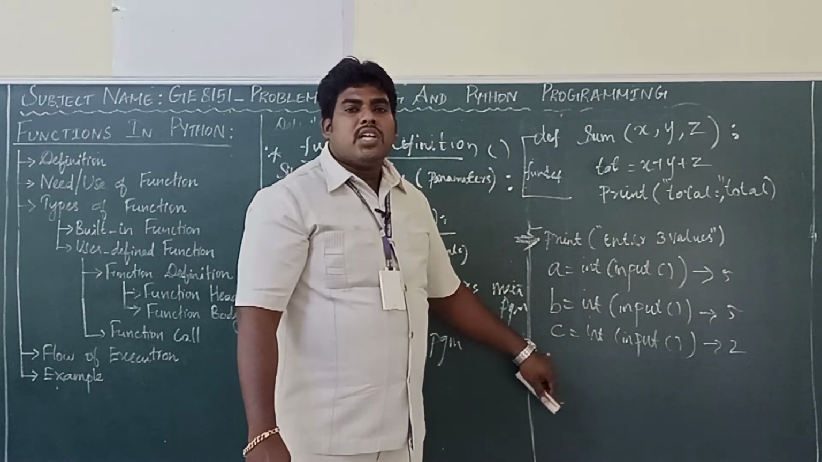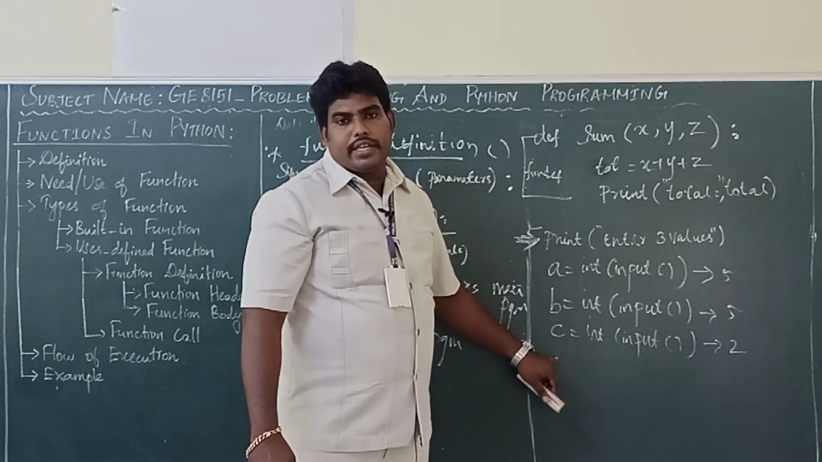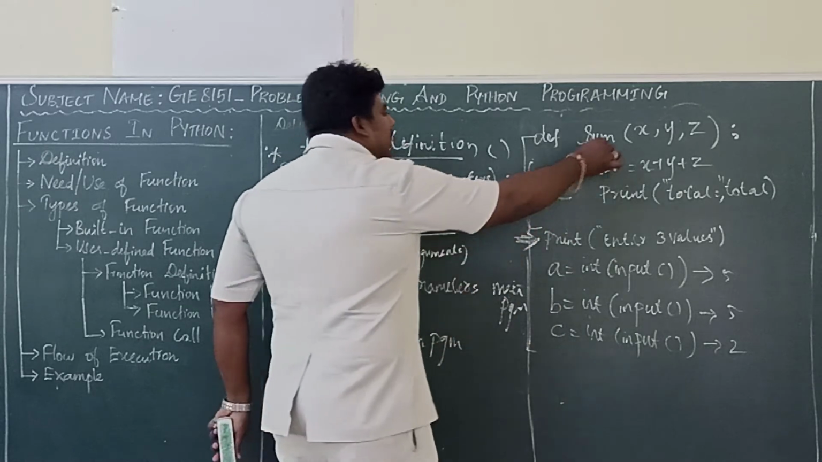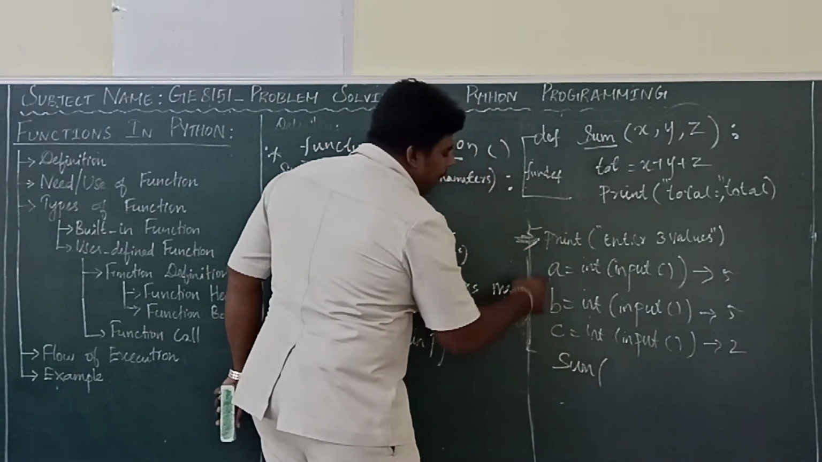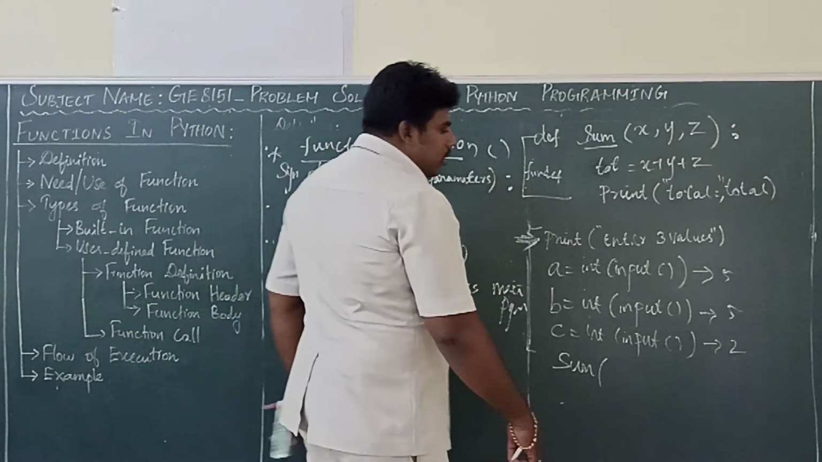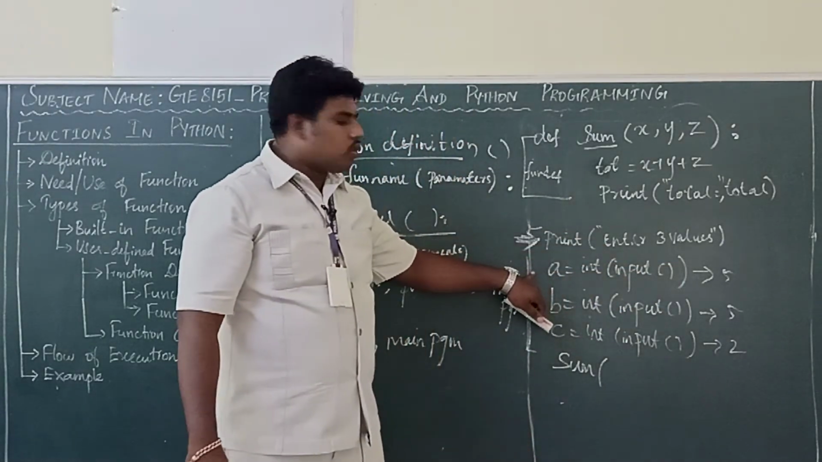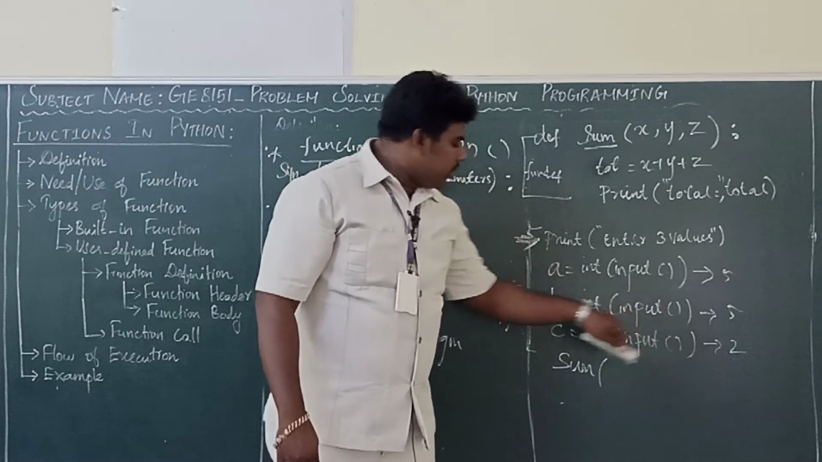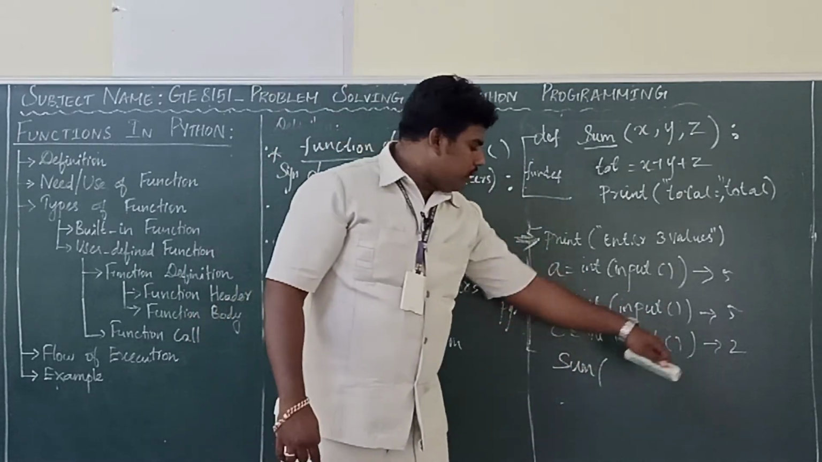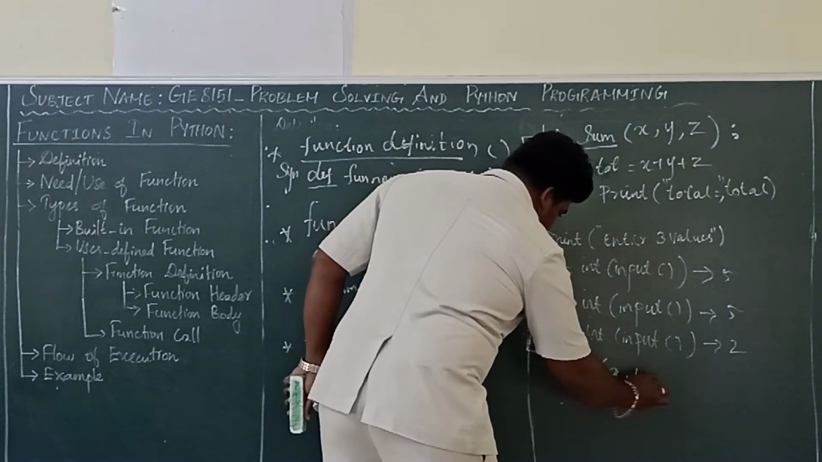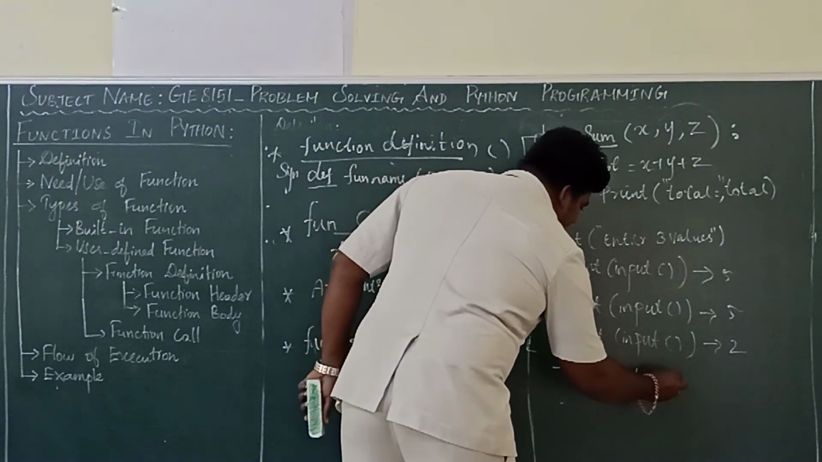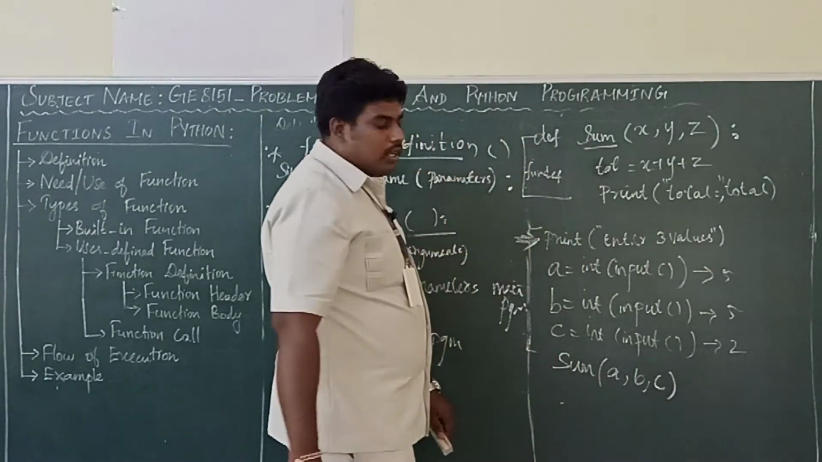Then here you have to add the function call. For example, what's the function name? Sum. So sum of, you have to pass these 3 values, right? Where is the 5 stored? 5 is stored in A and this 5 is stored in B. This 2 is stored in the C variable. So sum of A comma B comma C.